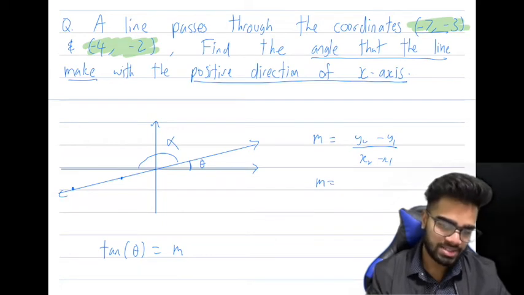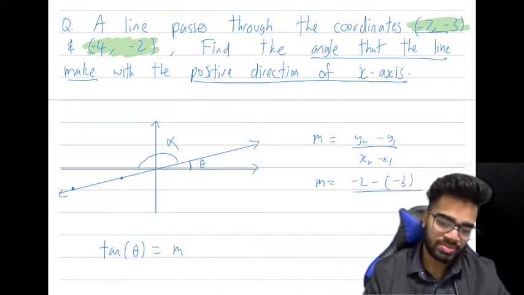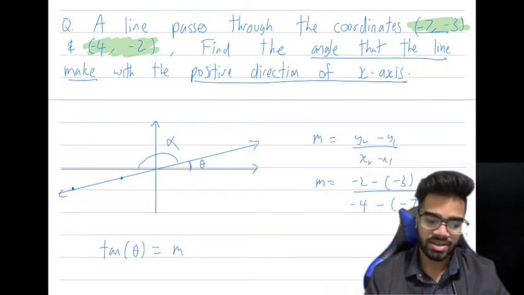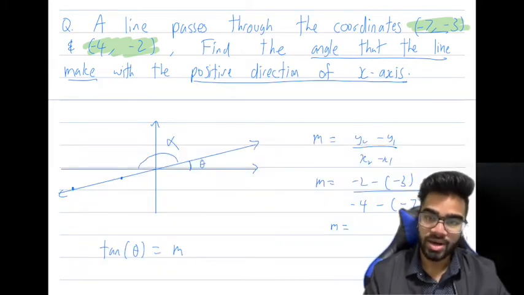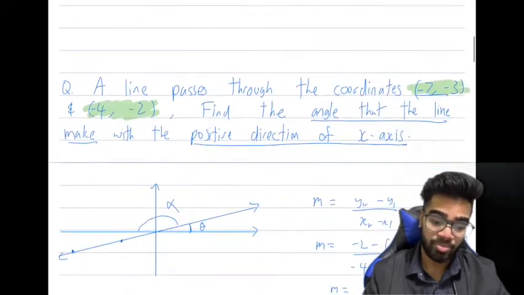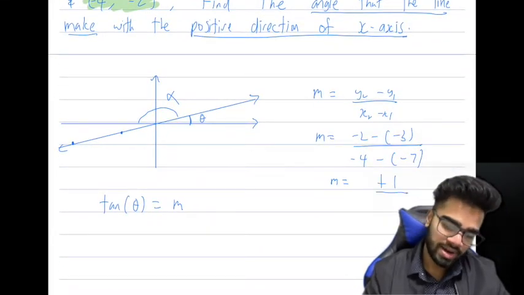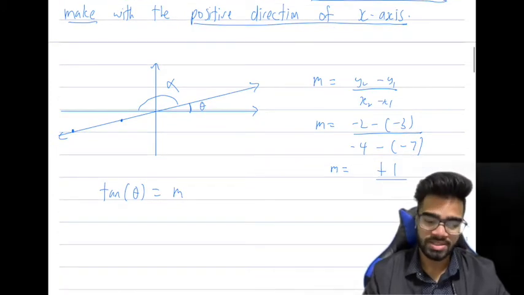y2 in this case, let's say y2 is -2. So -2 minus -3 is y1. So minus minus, remember? And then we have x2, which is -4 minus -7. So let's get the gradient now. m is equal to -2 minus -3. -2 minus -3 is positive 1, sorry. So it's +1 on the bottom, +1 divided by -4 plus 7, which is 3. So 1 over 3 is our gradient.